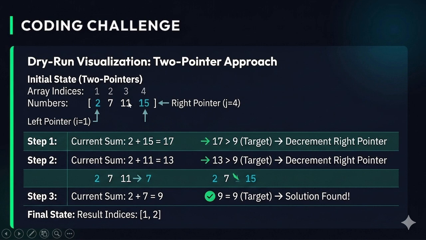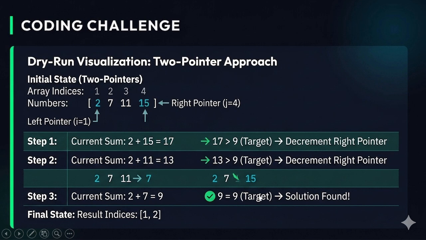So we will calculate 11 plus 2 equals 13, still greater than the target. So as above, we will decrease the right pointer. Now the jth pointer will point to the 7 and the I pointer will still be pointing to 2. So at this place, 2 plus 7 equals 9. It means 9 equals 9. So we got our solution.